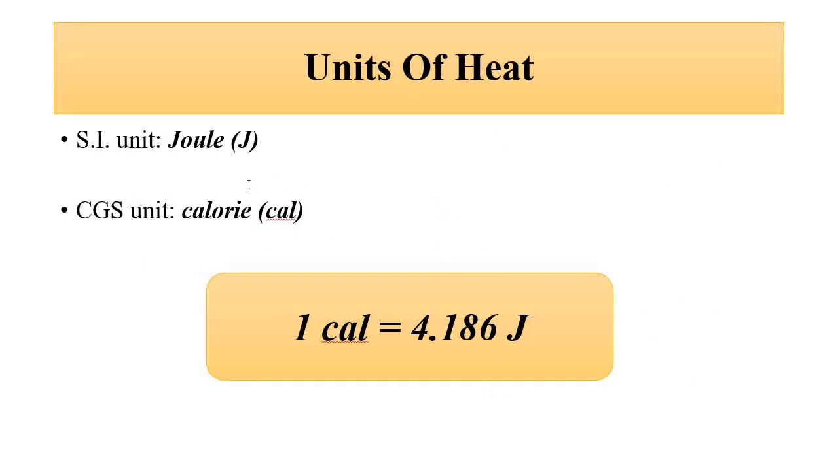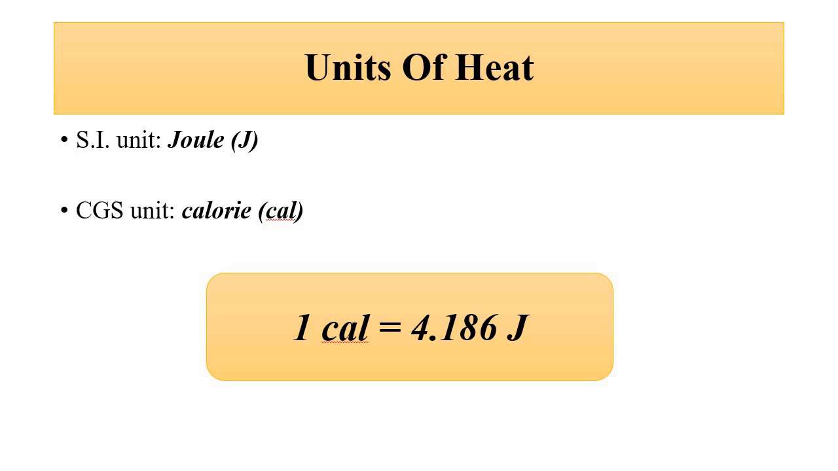And another important thing is the unit of heat. There are two units. In SI, the unit of heat is joule, it is measured in joules, and in CGS the unit is calorie. And here 1 calorie is equal to 4.186 joule. That is another important conversion which we can remember.